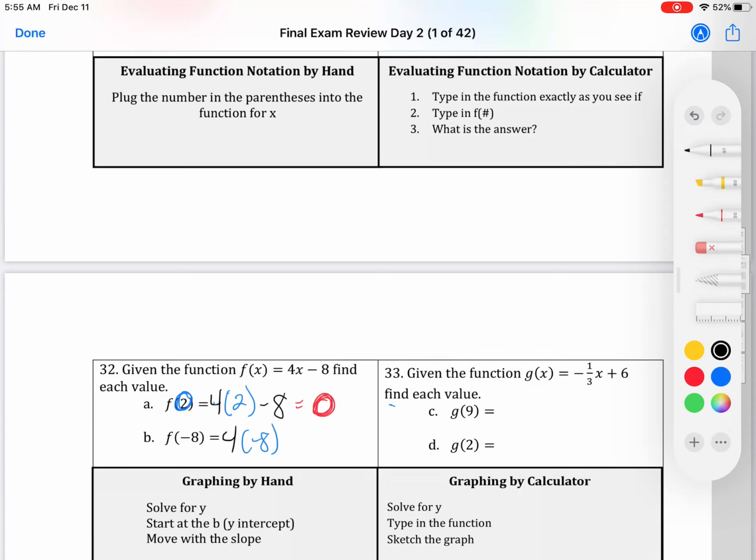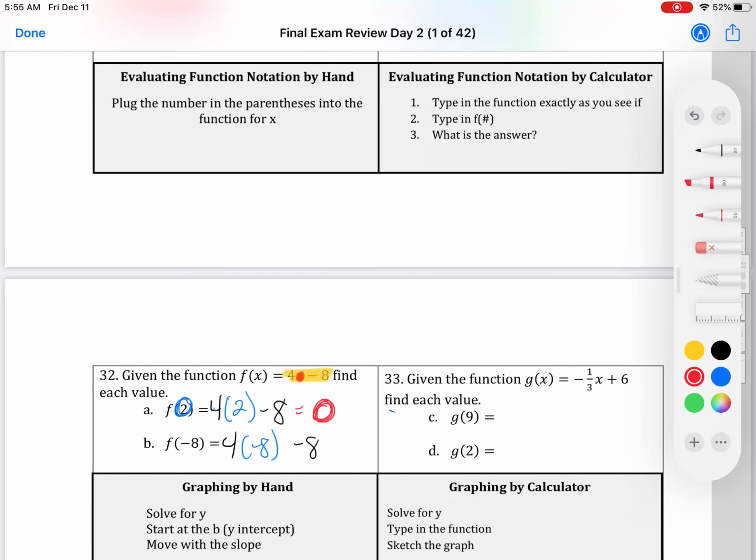Next one, 4x - 8. Instead of x, x is -8. So I'm writing this exact equation, but instead of the x, I'm replacing it with my x value. 4 times -8 is the number -32. Use a calculator if you need to. -32 minus 8 is -40. So this is -32, and then there's a -8, which is the number -40.